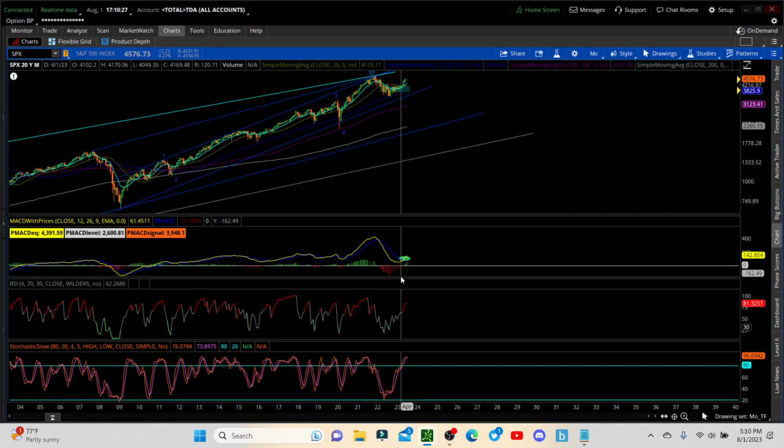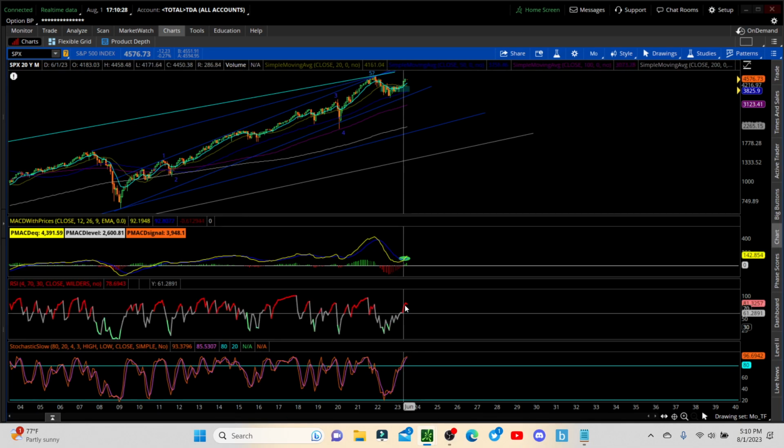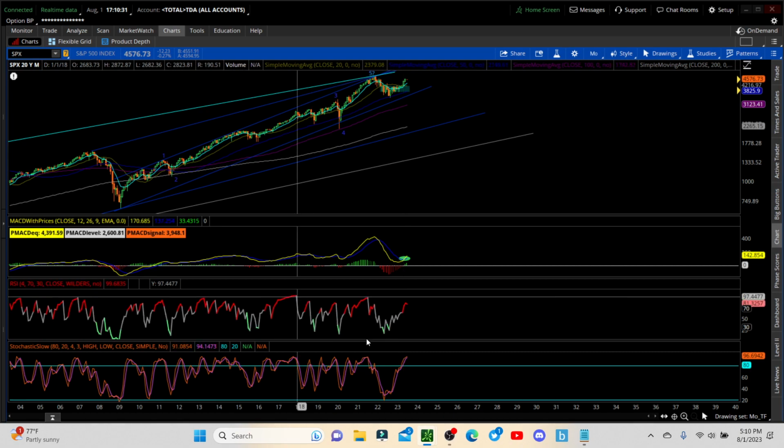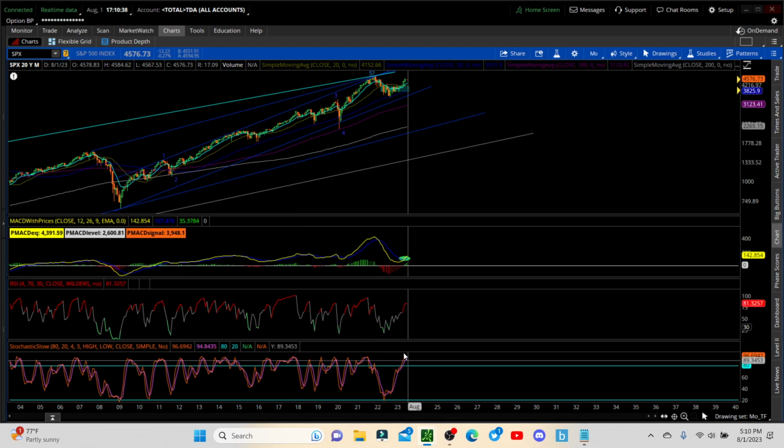So we're getting to the overbought territory. It's just a condition, so just keep an eye on that. It lets me know that we're at a point after this big move where we could start to turn over from here.